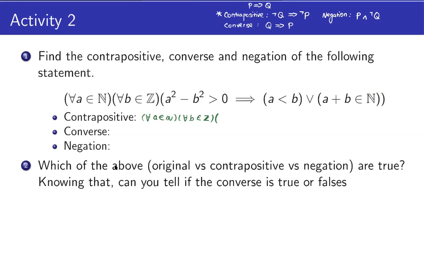Okay, so we need to negate this whole thing, which will give us A greater than or equal to B, and A plus B is not natural number, implies not P, so that's A squared minus B squared is less than or equal to 0. That's your contrapositive. Converse is just switching them around, so this should be easy.